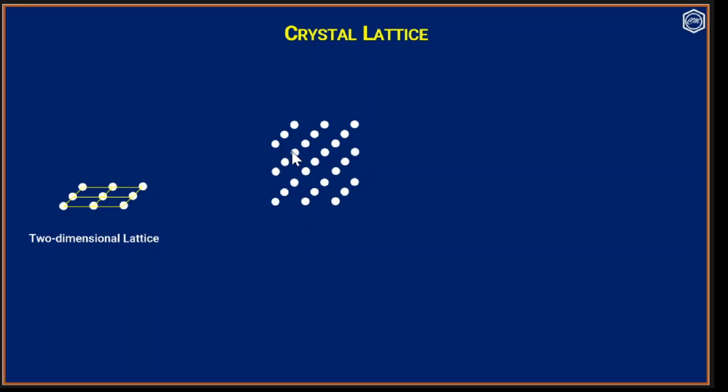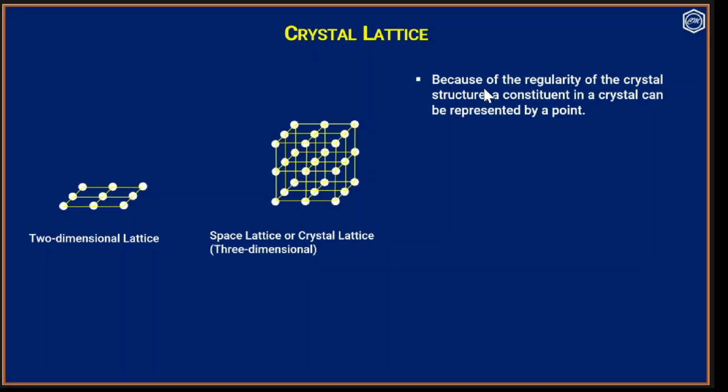These points do not give any pattern, but now I am connecting them by means of straight lines. Now the geometrical shape of the cube, or the points, is obtained. And these are our points, and this is called a space lattice or crystal lattice. A space lattice or crystal lattice is 3-dimensional. Because of the regularity of the crystal structure, a constituent in a crystal can be represented by a point. An array of such points is called a lattice.